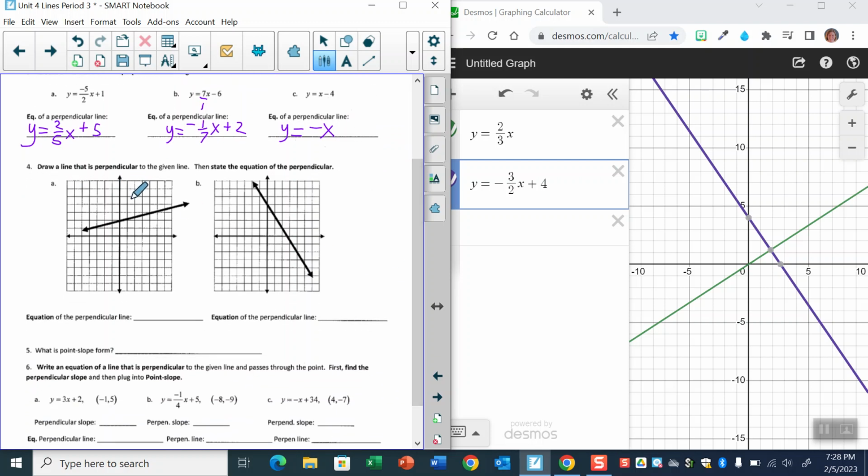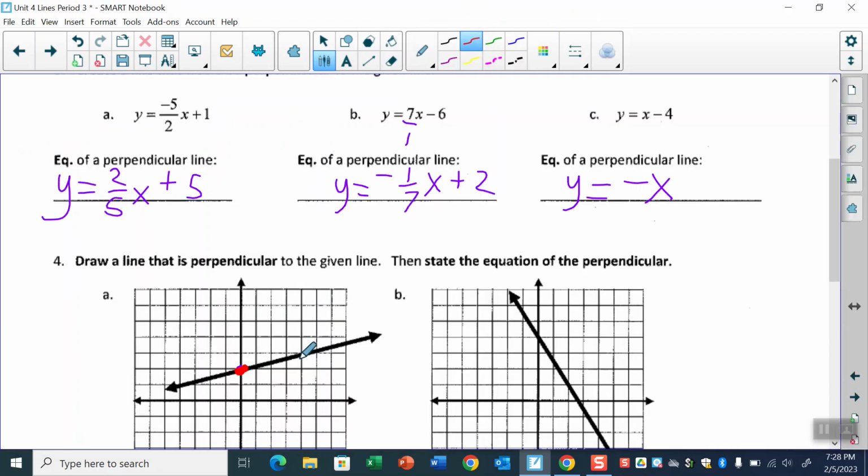Draw a line that is perpendicular. So I have to figure out what the slope is, right? So I'll pick two points that are exactly crossing. Let me make this bigger so I can see. All right, so the slope here is going to be up 1, right? And I'm going to go over 1, 2, 3, 4. So the slope of this line is 1/4.